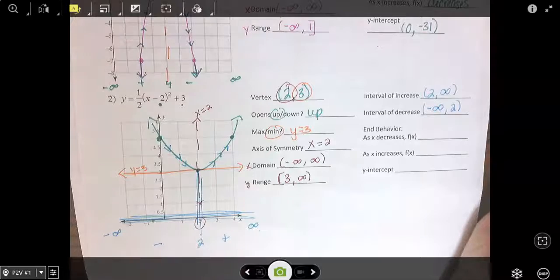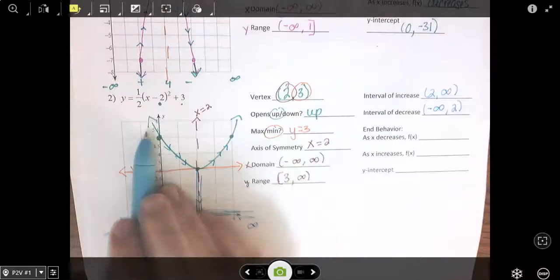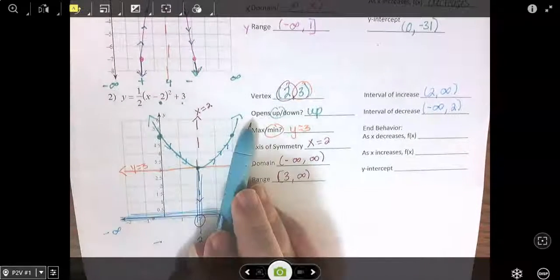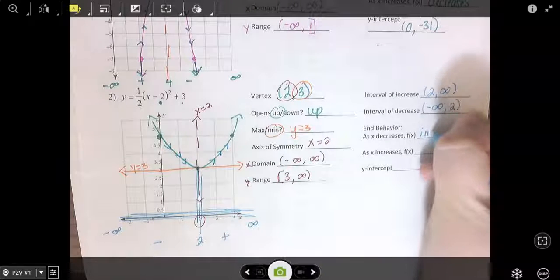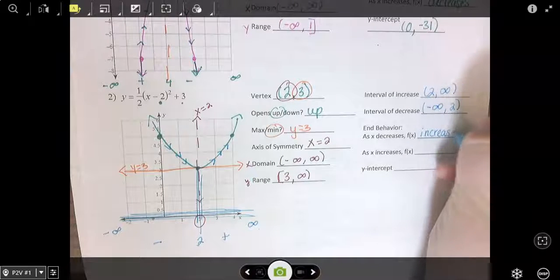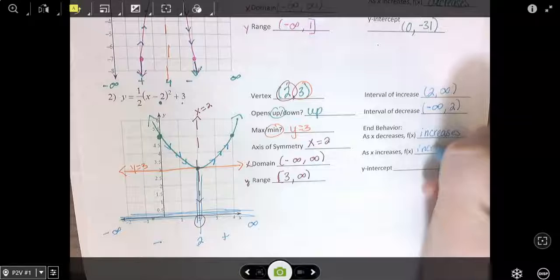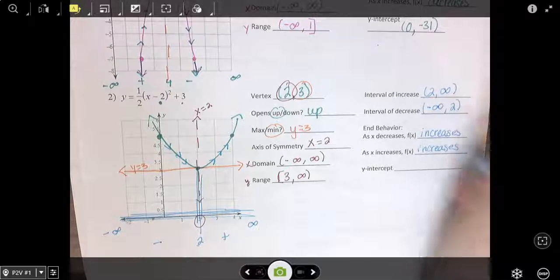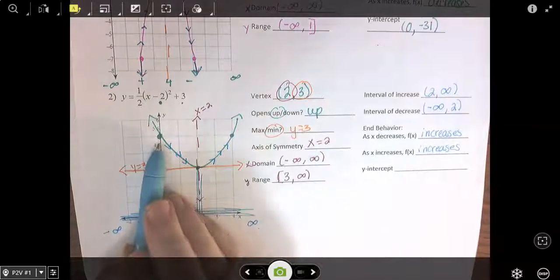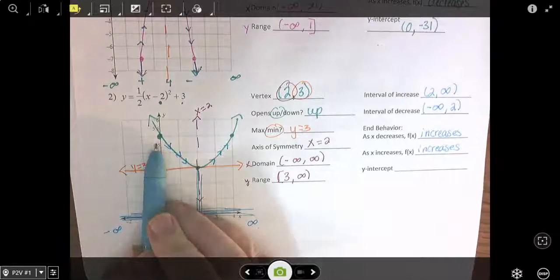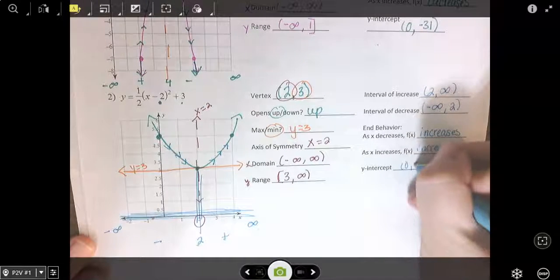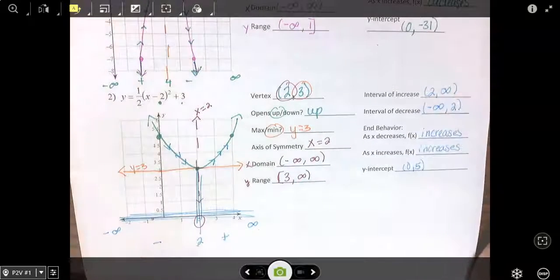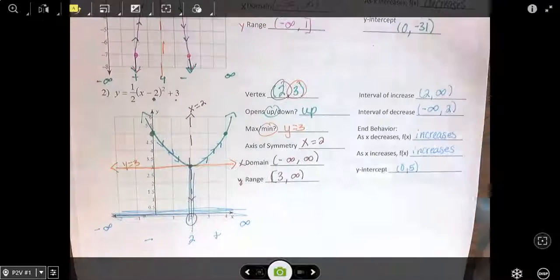The end behavior: both ends of this graph are pointing upward. They're both increasing, so you can put increases for both of these. Okay, the y-intercept is going to be here. That's (0, 5). Again, these are the problems that you should have uploaded. I'm just making sure you can see how to do them after you upload them.